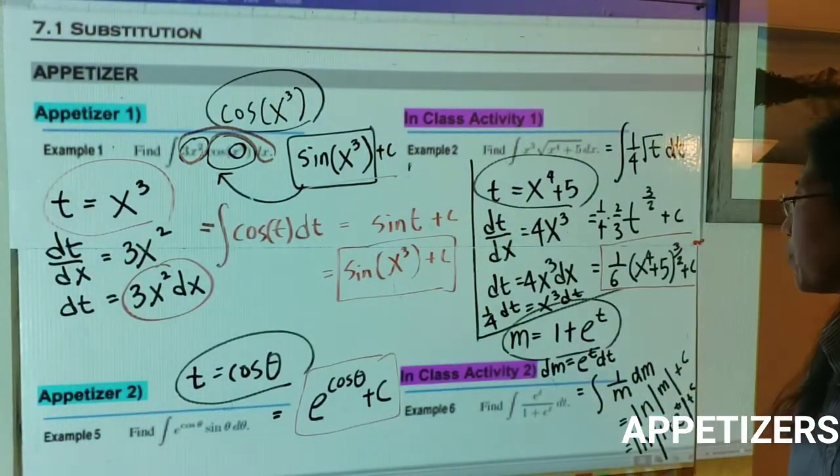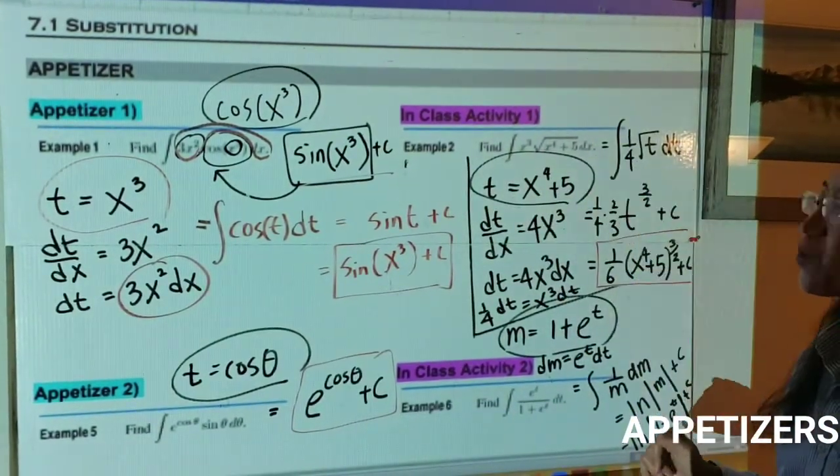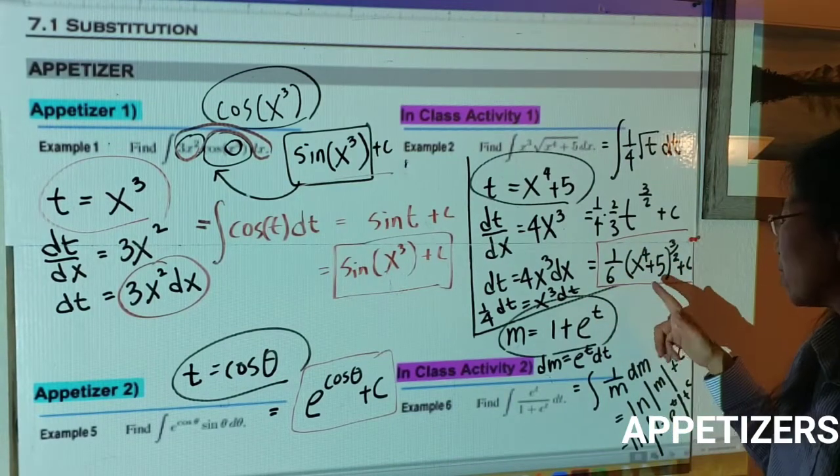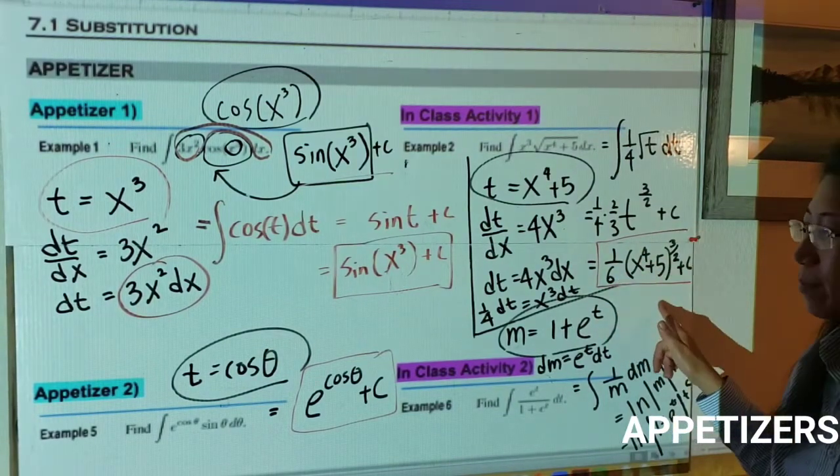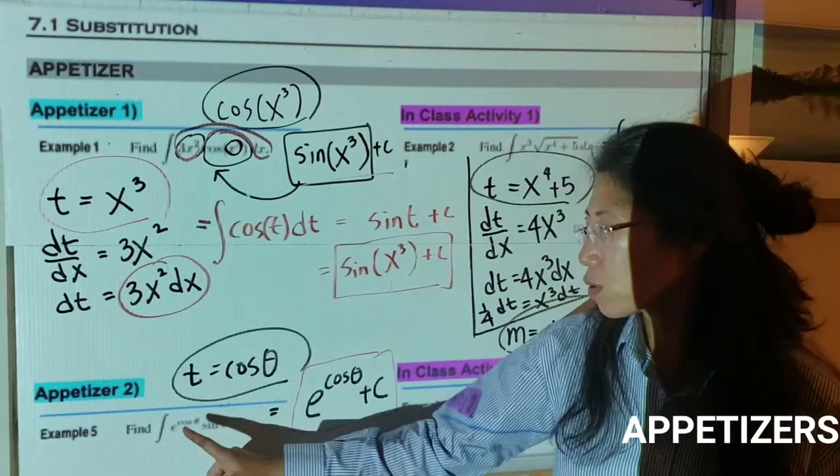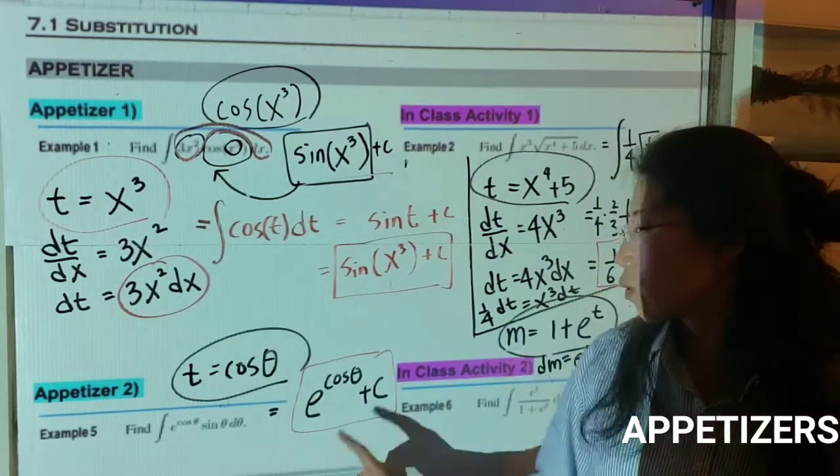So let's look at my answer briefly. If you get in-class activity 1, I hope that after you do it a second, third time, you do better. So that's what I got, and then look at my work. Appetizer 2 was just straightforward. If you take a derivative of this one, you get that one. So just don't forget C.